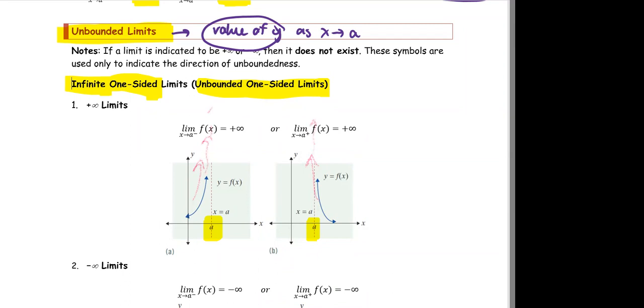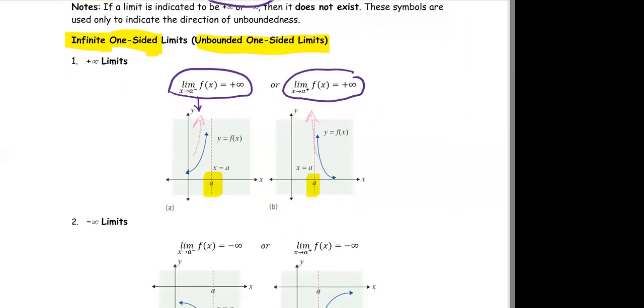This case is called a positive infinite limit because the graph is going in a positive direction, keep going up, and the notation is the limit of the function as x approaches a from the left. As you see, the graph is on the left side of this vertical line. It's positive infinity. If the graph remains on the right side, but the tail of the graph approaches positive infinity, we call it the right-sided limit equals positive infinity.